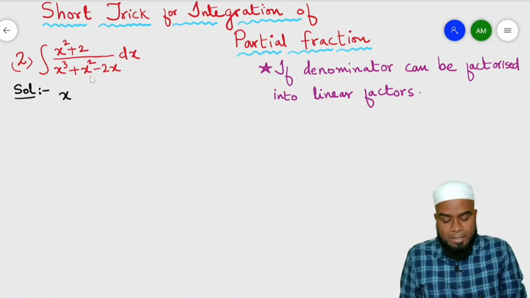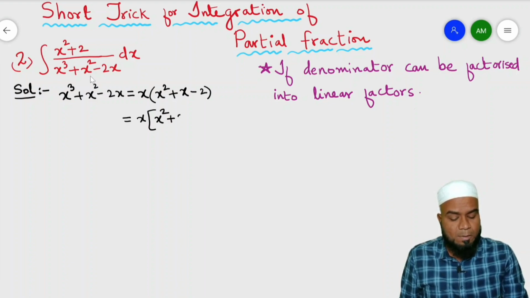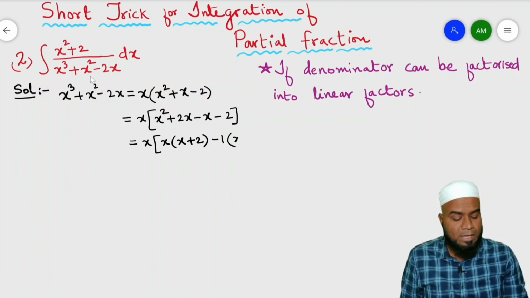So the given denominator is x cube plus x square minus 2x. You can see that x can be taken common. Then what will remain? x square plus x minus 2 remains. Then x into, we have to factorize this. So factorizing this is x square plus 2x minus x minus 2, right? Then x into, from the first two terms x can be taken out, so x plus 2 is remaining. From the last two terms minus 1 can be taken out, so x plus 2 will be remaining, right? So finally what we will get? x into (x minus 1) into (x plus 2).